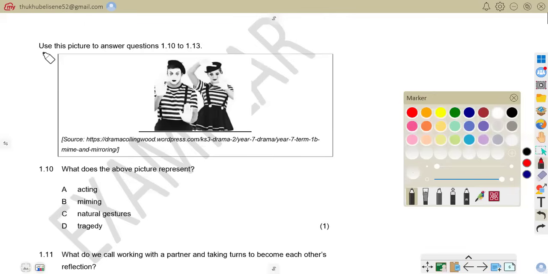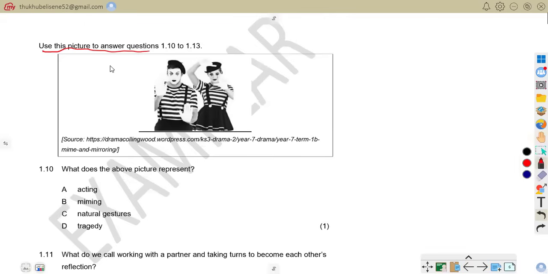Then it says, use this picture to answer questions 1.10 to 1.13. So here is our picture. You can see it. Now 1.10, what does the above picture represent? So the correct answer there is B. It represents miming.